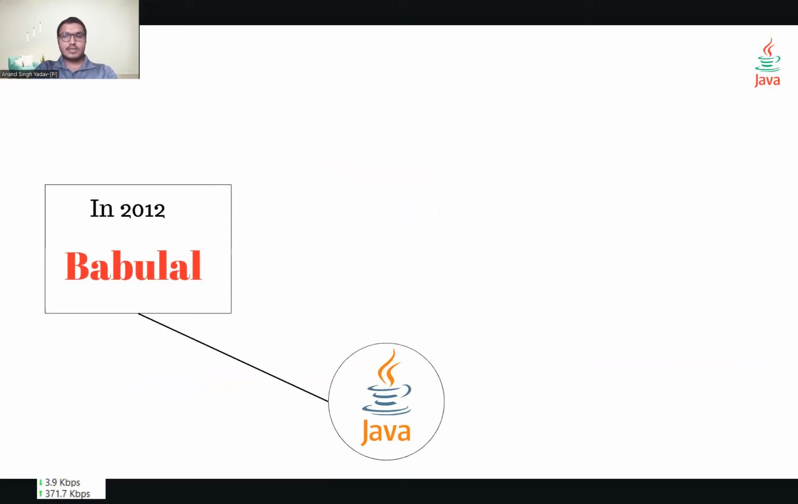Let's say in 2012, Babulal is an experienced developer. In 2012, Babulal has written, let's say, thousands of lines of code in Java. He is a really experienced developer. He has good knowledge of Java, and he has written thousands of lines of code in 2012.